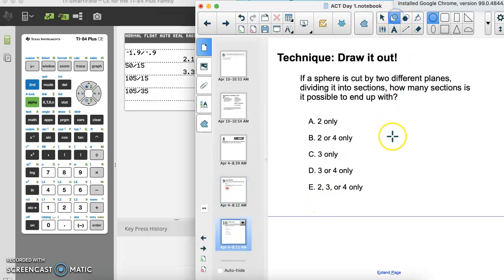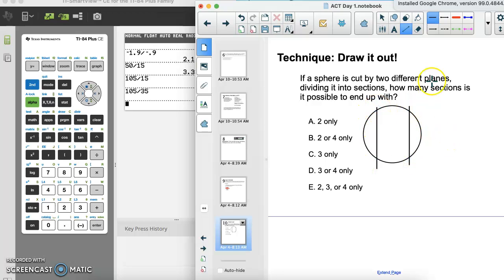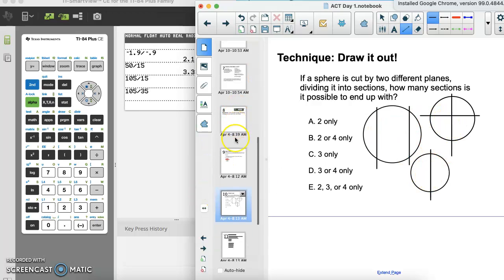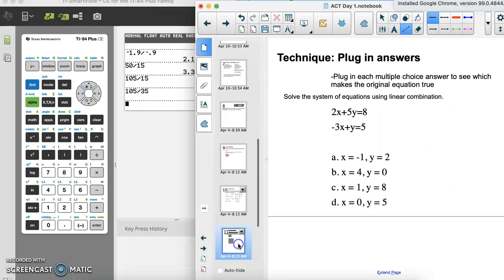Drawing it out: if we have a circle, and we want to split it up into two sections, well, I could, with two different planes, that would be like two lines. I think it helps to draw it out and make sure that you have scratch paper before you start, because you won't always be provided it. A lot of proctors will give it to you, but if not, just raise your hand and ask for some scratch paper. And actually, if we draw the line right on top of itself, then you can get 2, 3, or 4 sections here. But drawing it out really helps you visualize that.